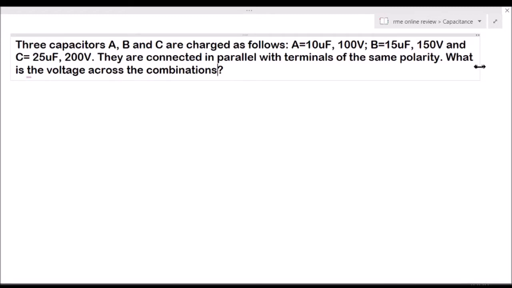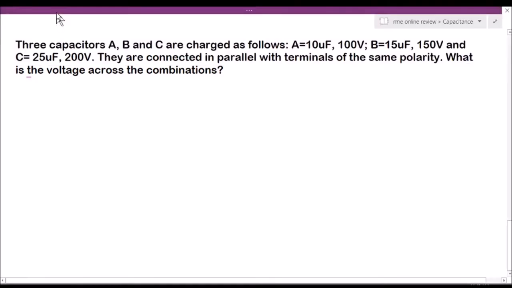Okay, so we have three capacitors, A, B, and C, connected as follows. A is 10 microfarad, 100 volts. Then we have B, 15 microfarad, 150 volts, and C is equal to 25 microfarad, 200 volts. They are connected in parallel with terminals of the same polarity. So what is the voltage across the combination?